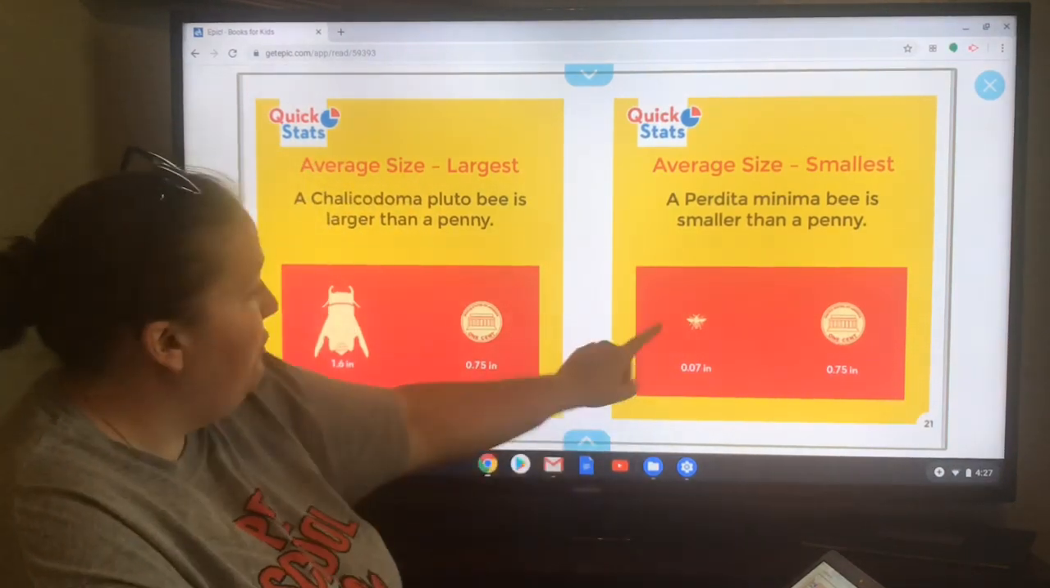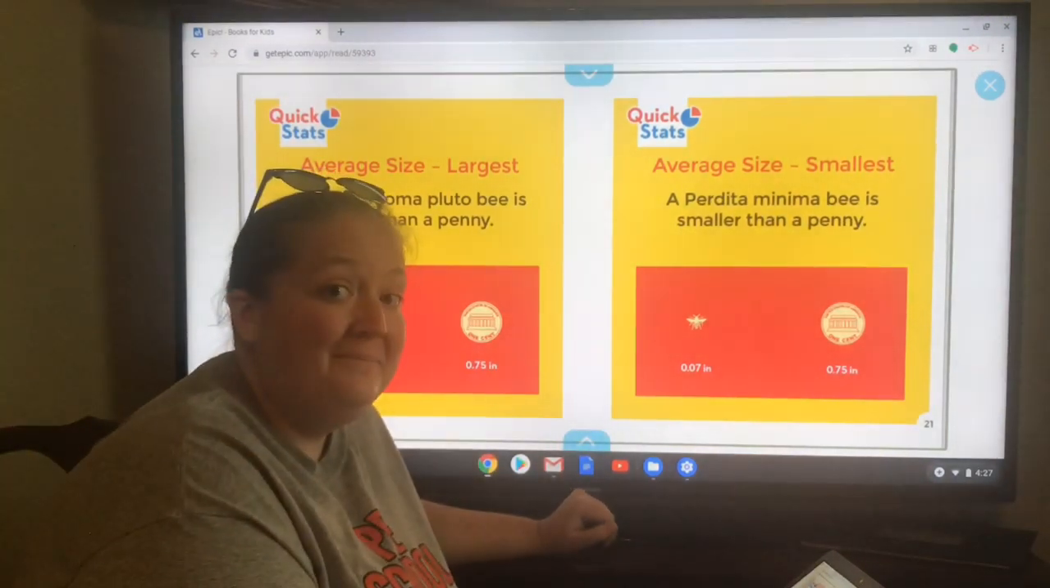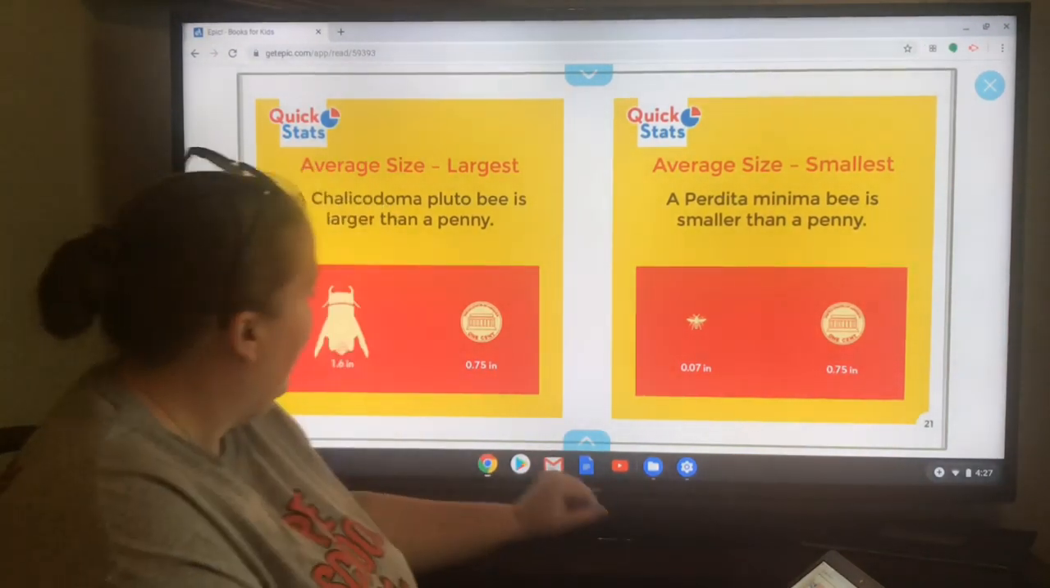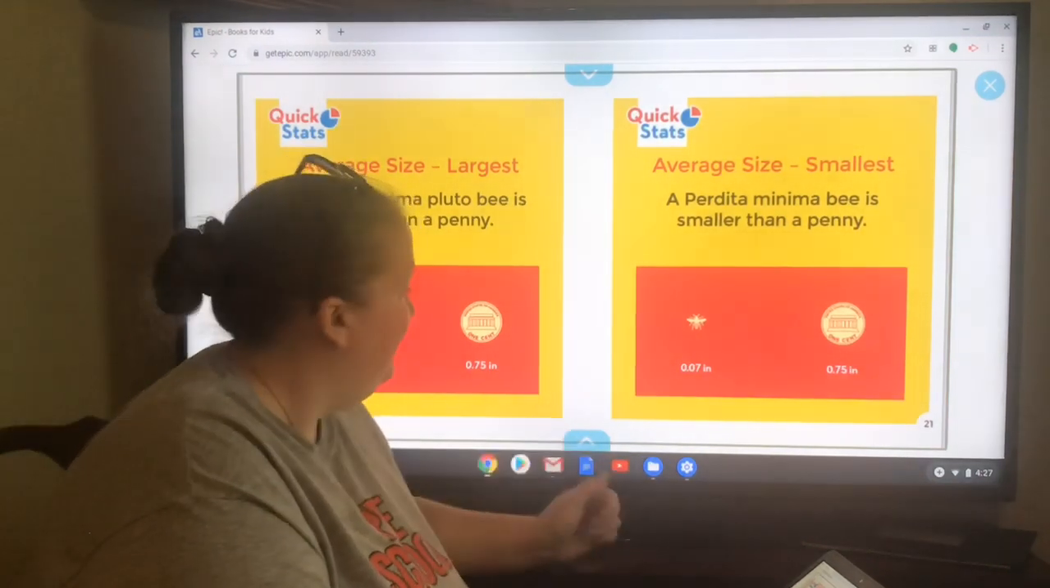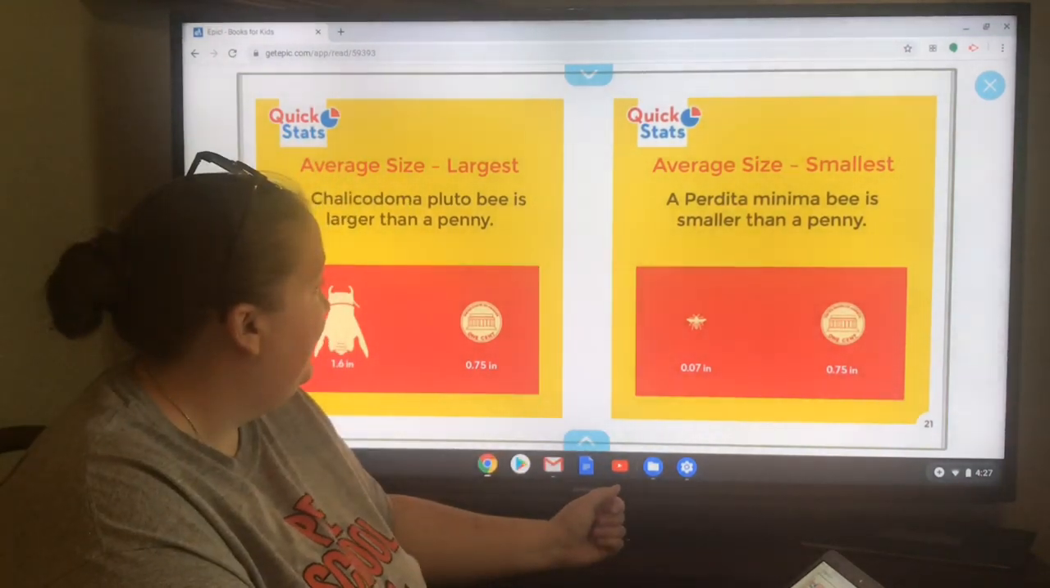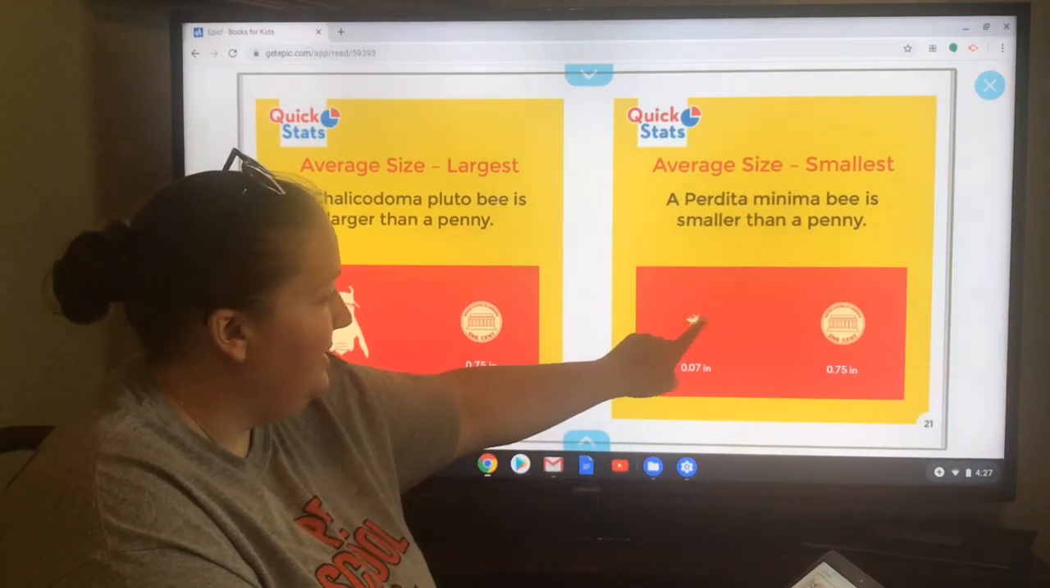So which of these 2 bees is bigger? This bee is bigger. Which bee is smaller? That bee is smaller.